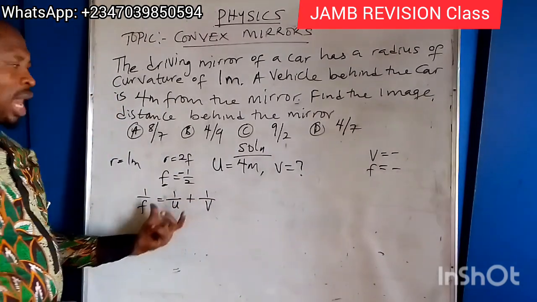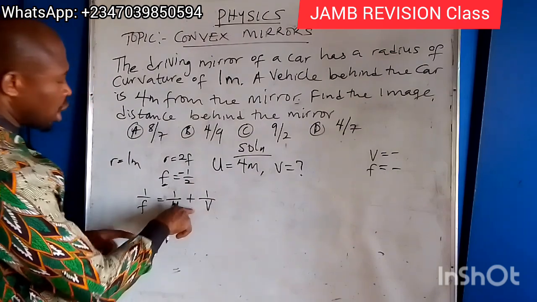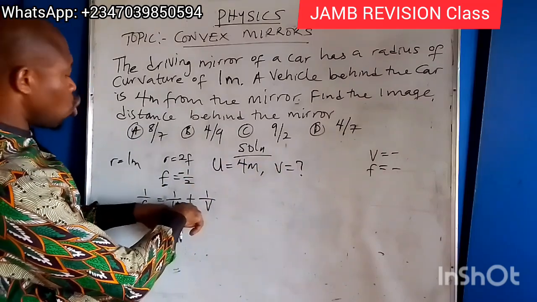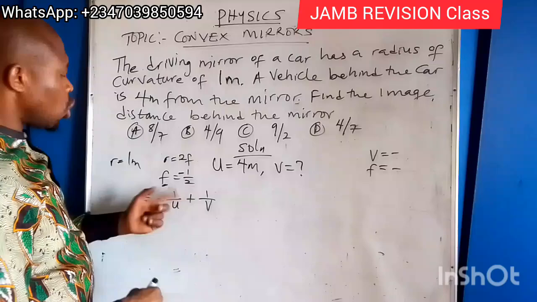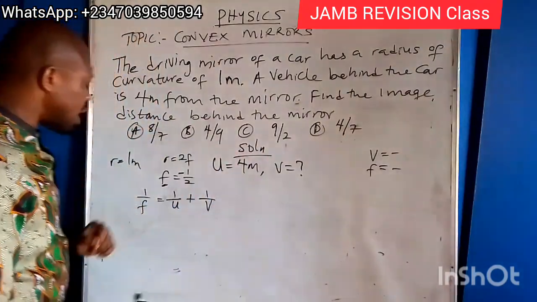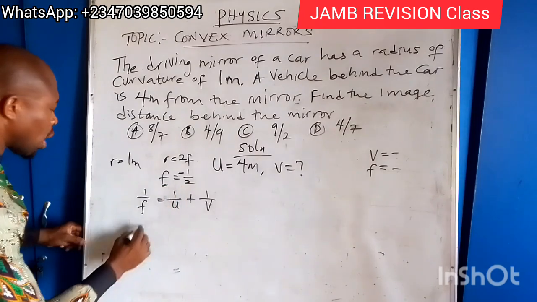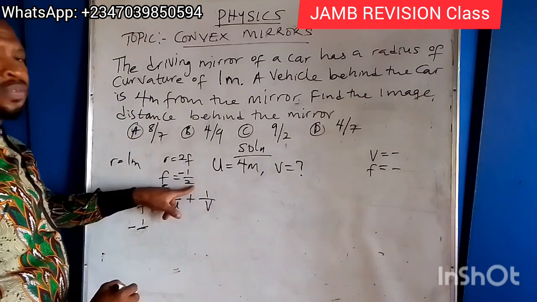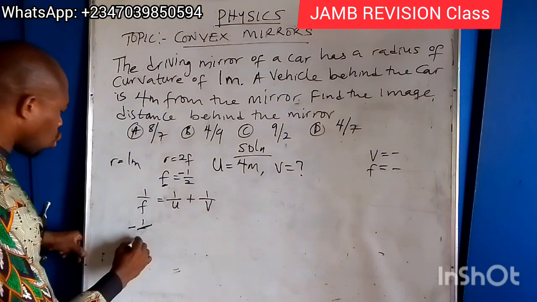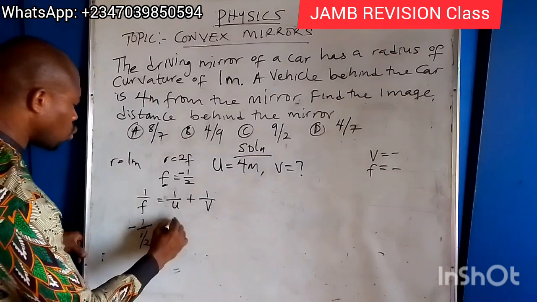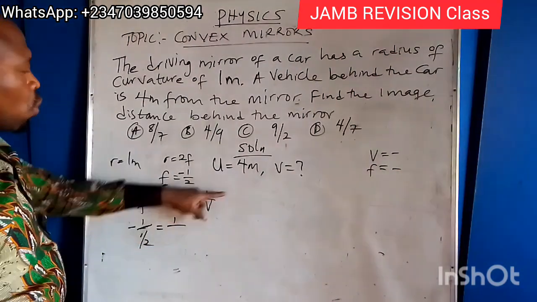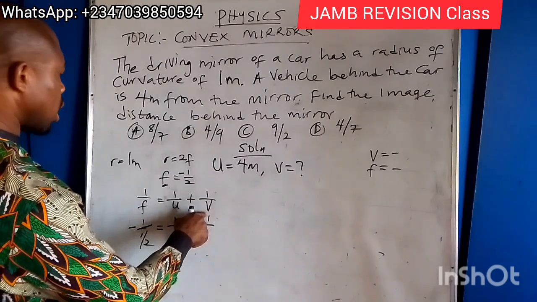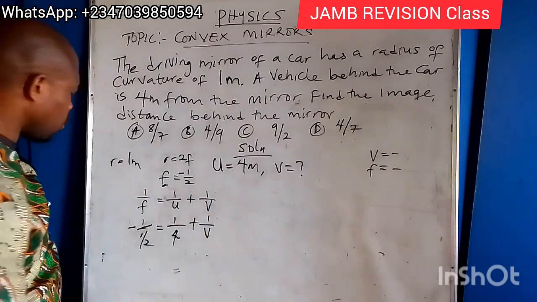This is the entry. Now, because we are looking for v, it is expected to be negative. Because we are looking for v, we'll leave it at positive, because if you use negative, at the end of the day you get positive. So we use positive so that at the end of the day we'll have a negative. Now f is minus, so we substitute by writing minus 1/2. F is half. So minus 1/2 is equal to 1/u. U is 4 plus 1/v. V is the unknown we are looking for.